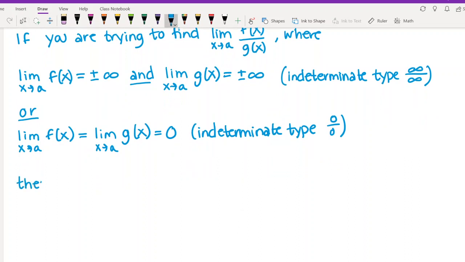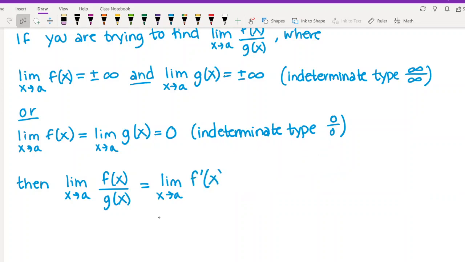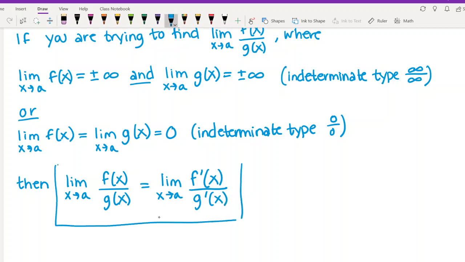And so what is L'Hôpital's rule? It's actually really nice and convenient. It says that if you're trying to take the limit as x approaches a of f of x over g of x, instead of taking the limits of f of x and g of x, you can take the limit as x approaches a of f prime of x over g prime of x. So this is L'Hôpital's rule.